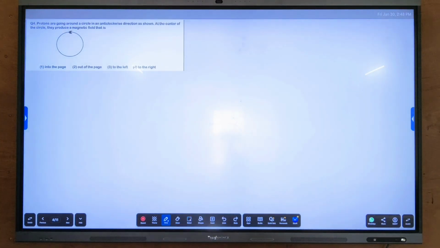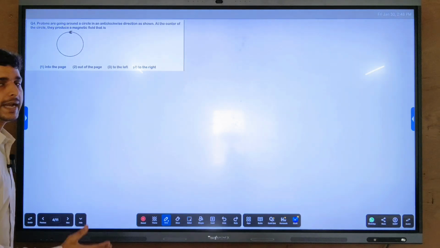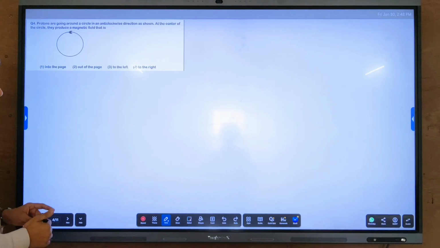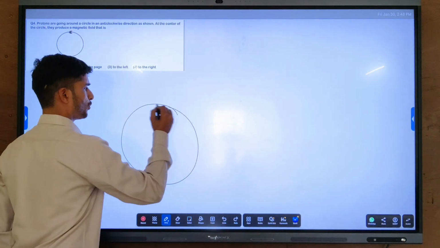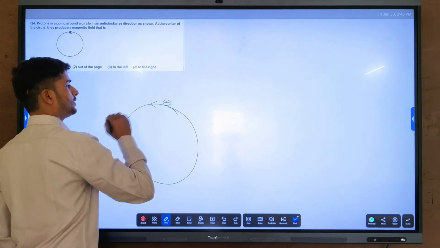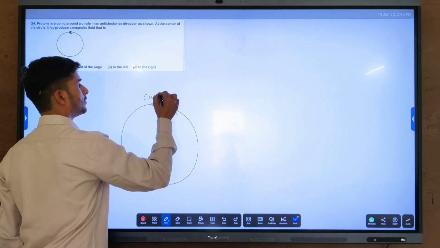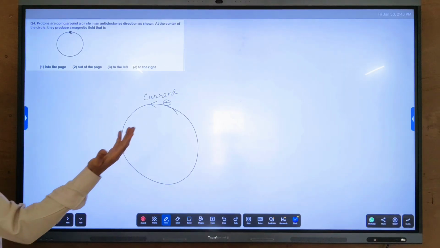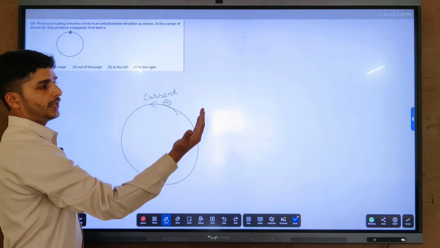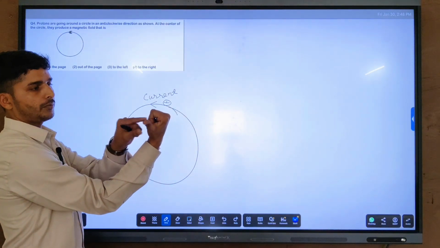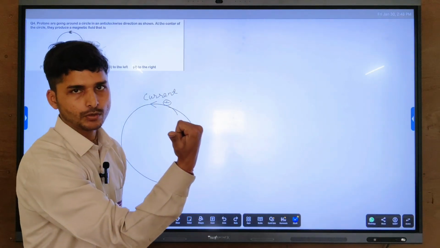Now coming to the question number 4, using the right hand rule, the protons are going around the circle. That means if proton, यानी कि positive charge going anti-clockwise direction, that is the direction of current flows. Current is flowing in anti-clockwise direction. Using right hand rule, if we curl our fingers in the current direction, then the direction of thumb will represent the direction of magnetic field.